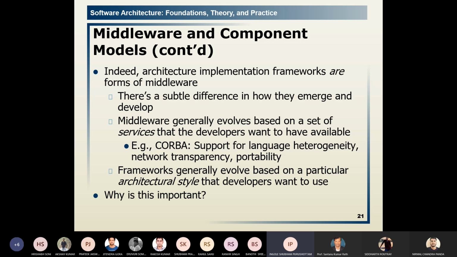And the next is, a framework generally evolves based on a particular architecture style that developers want to use. So what is the style we are using? According to that, the framework evolves, and that developers want to use. And so why is this important?